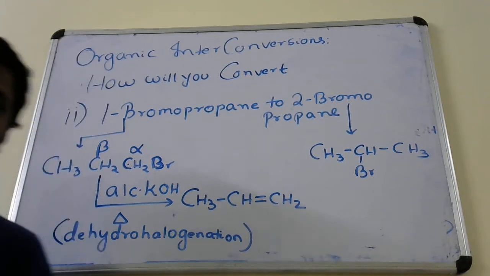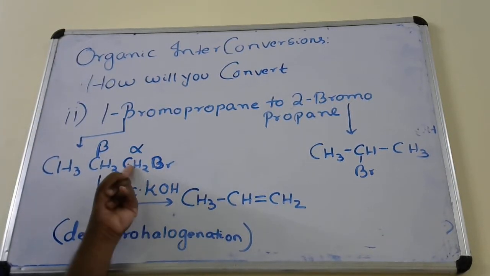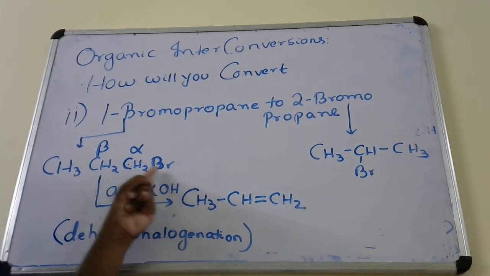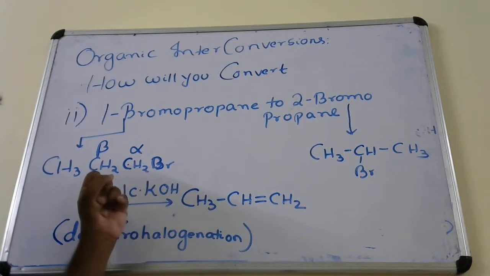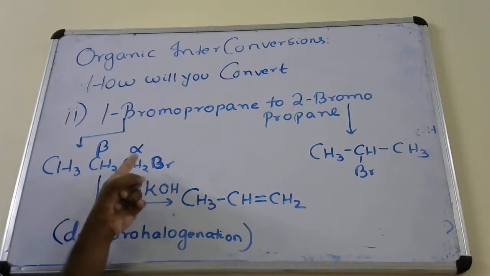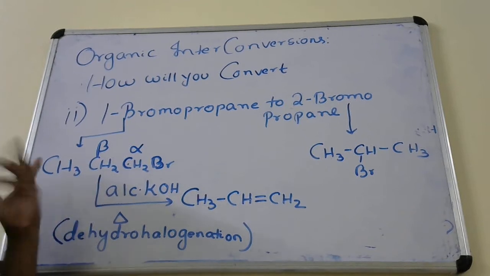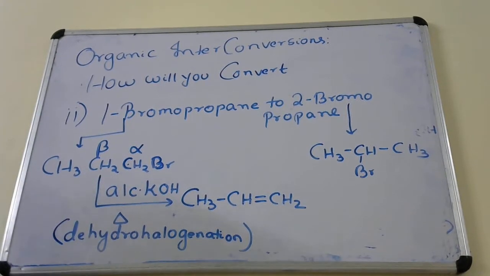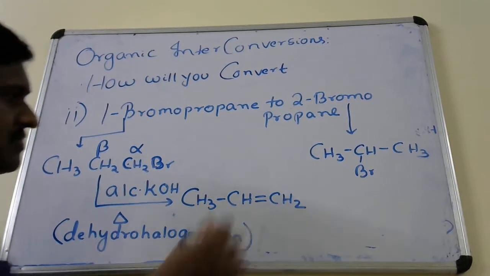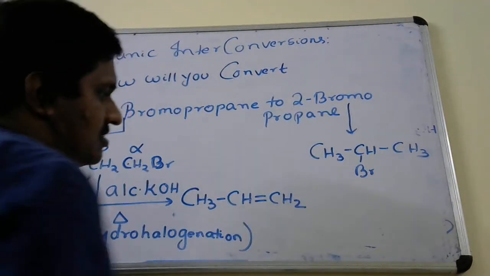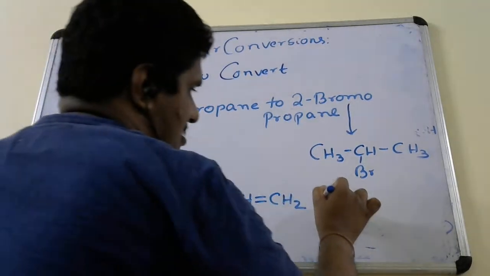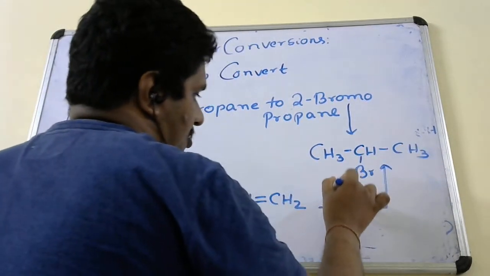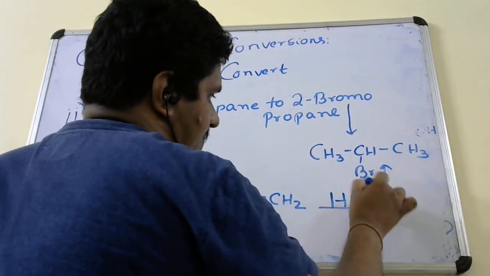Okay, alpha carbon is which? The carbon to which the bromine is directly connected is alpha carbon. Beta carbon is the carbon next to alpha carbon. So you got a double bond between them. Okay, now we have to convert this into this. Simple, very easy. You give only HBr.